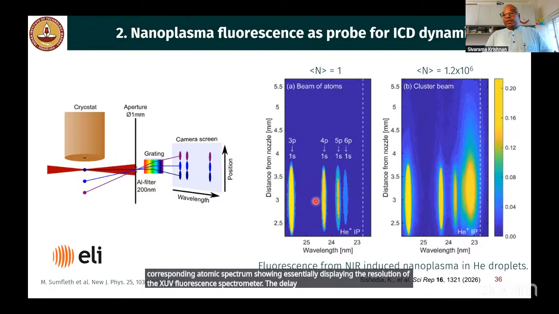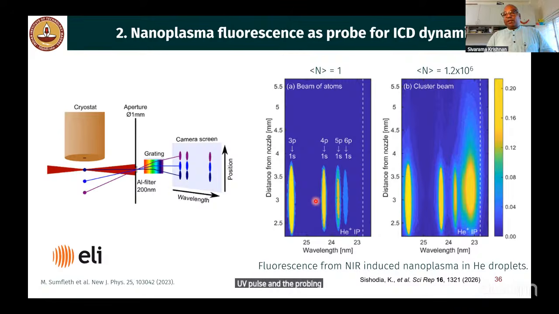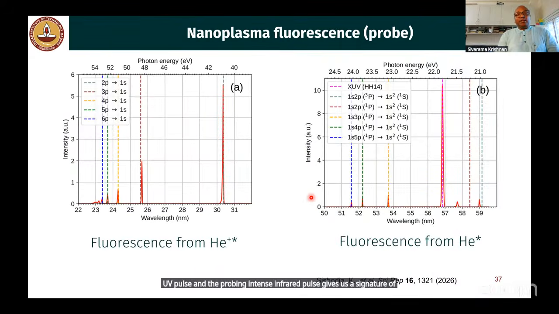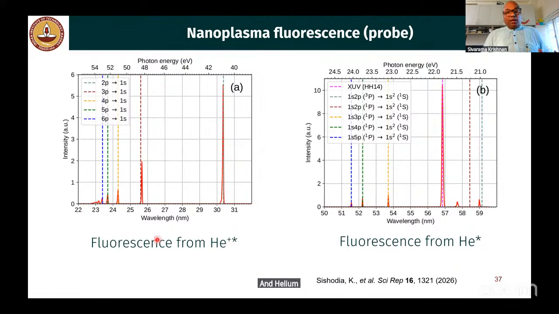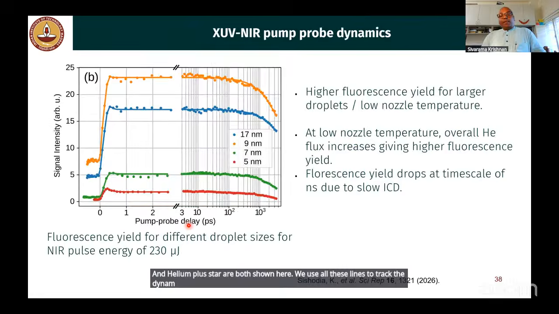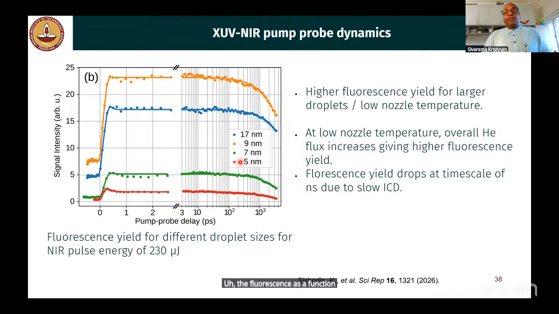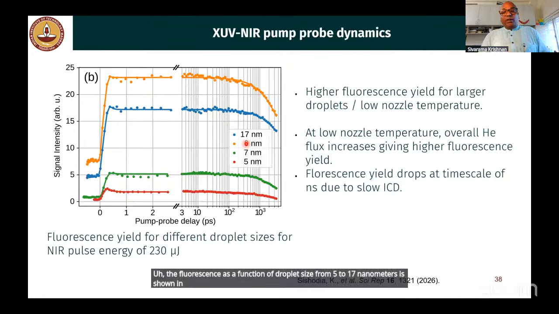The delay between the exciting UV pulse and the probing intense infrared pulse gives us a signature of the dynamics. The same fluorescence spectrum from two species, the fluorescence from excited helium, He*, which is neutral excited helium, and He+*, are both shown here. We use all these lines to track the dynamics. So the dynamics of the fluorescence as a function of droplet size from 5 to 17 nanometers is shown in this view graph.